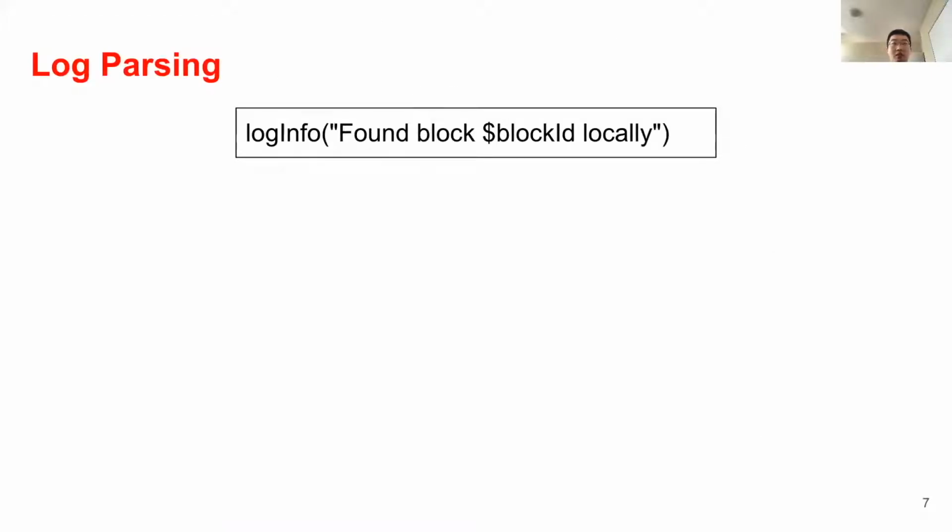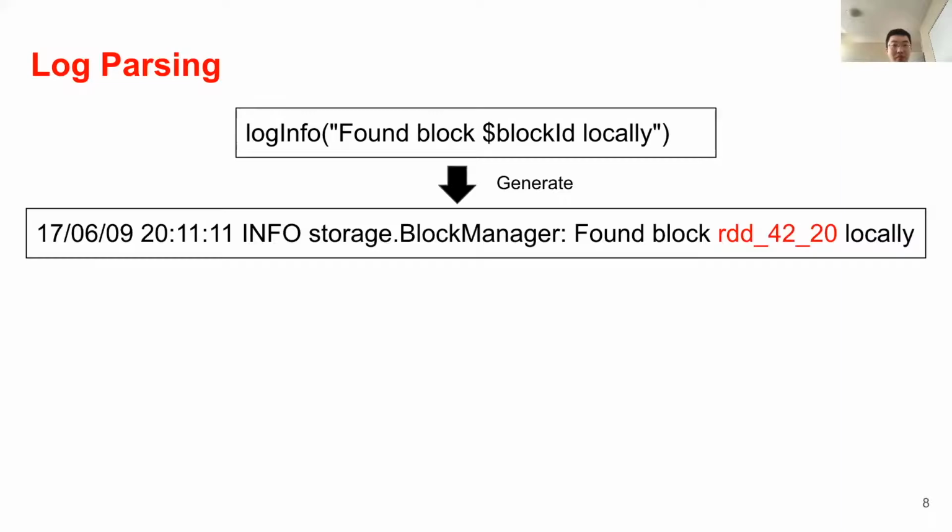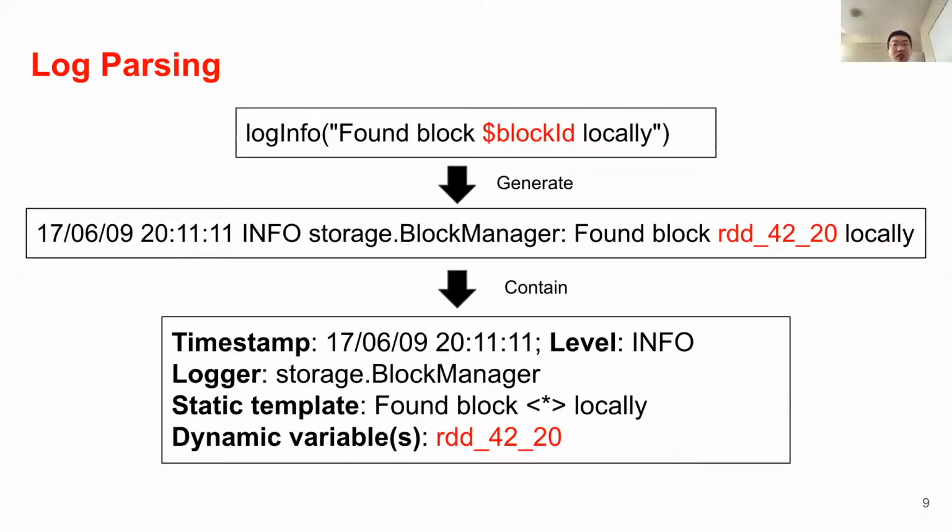So what is log parsing? This is a logging statement in the code of a software system. During the runtime, the logging statement will generate raw log messages, which are lines of unstructured text. The goal of log parsing is to extract the static template, dynamic variables, and header information from a raw log message to a structured format.